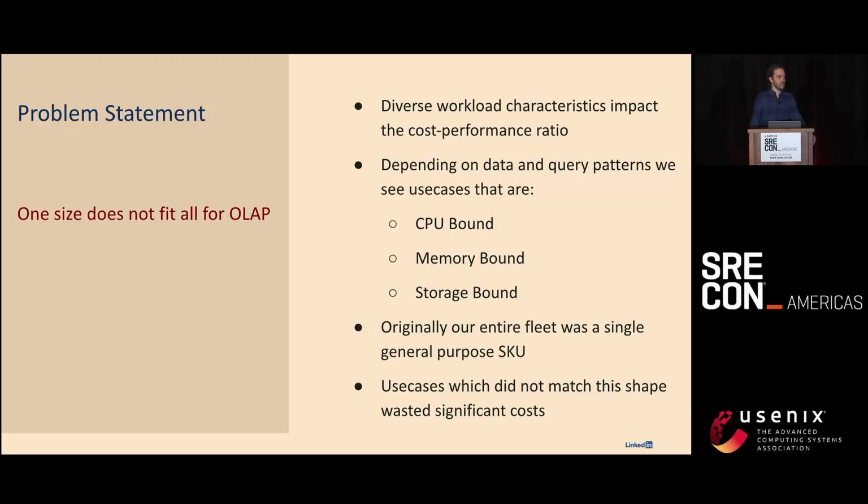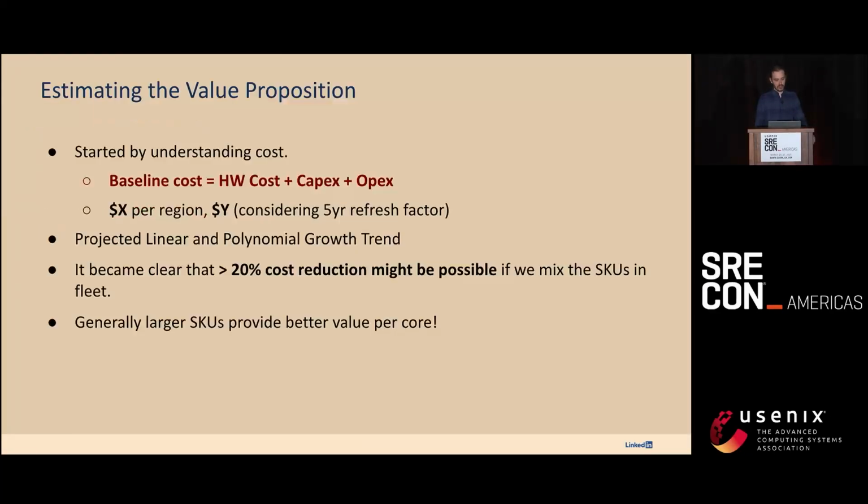So it didn't make sense to keep going with this one SKU to rule the world. And use cases that didn't quite match wasted a ton of hardware. So if you need a lot of disk, your CPU is just sitting idle. So that's our goal. Figure out, A, how to support multiple SKUs without creating a whole bunch of toil. How do we integrate them into the ecosystem, and how do we manage this fleet of hosts?